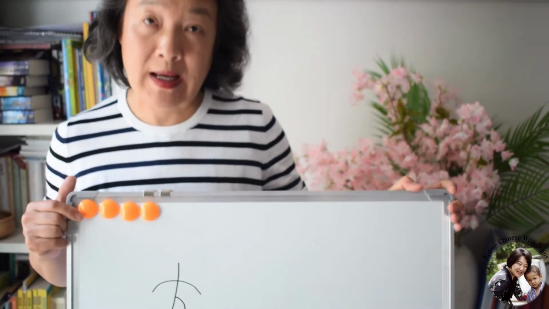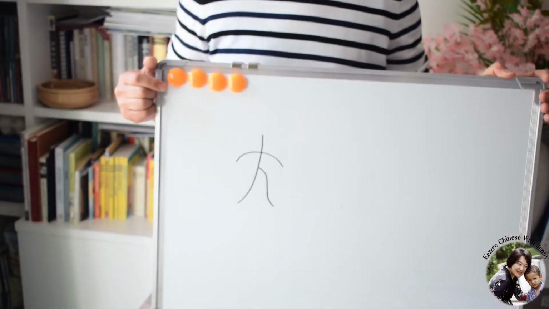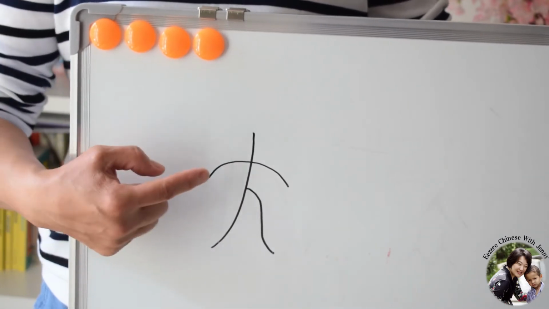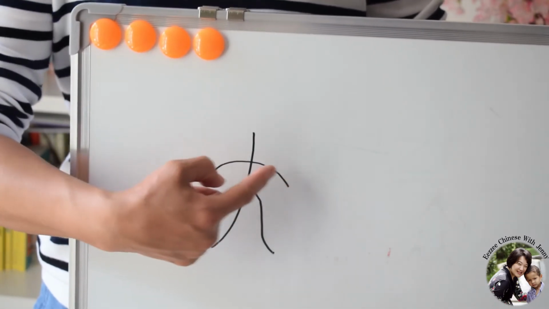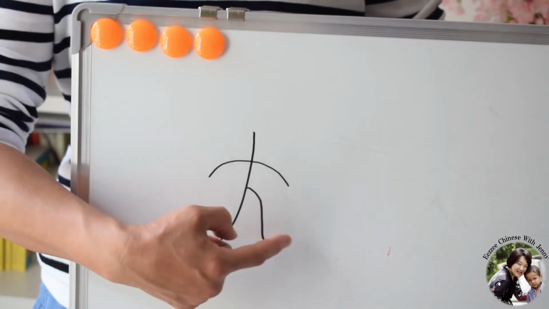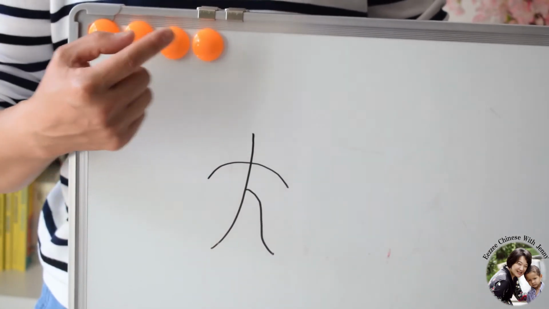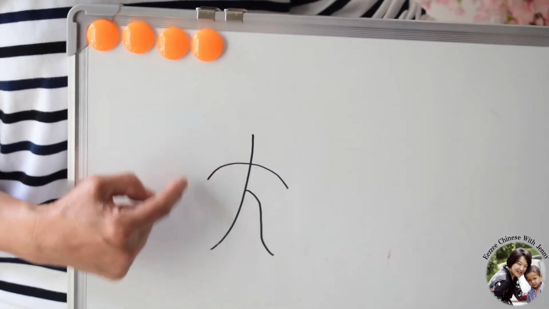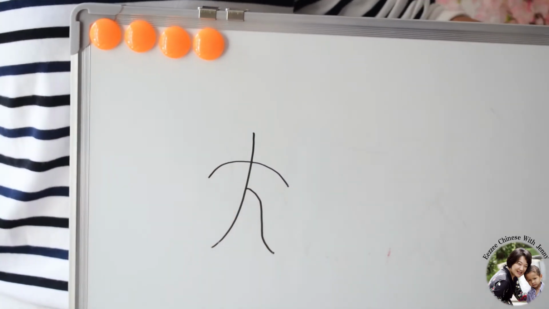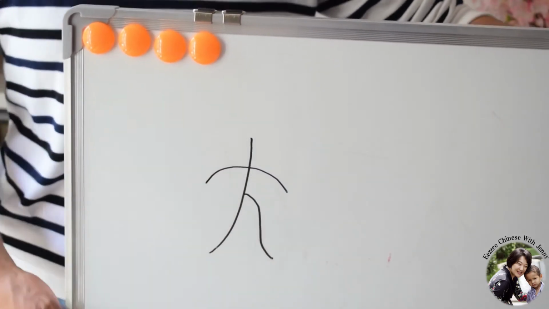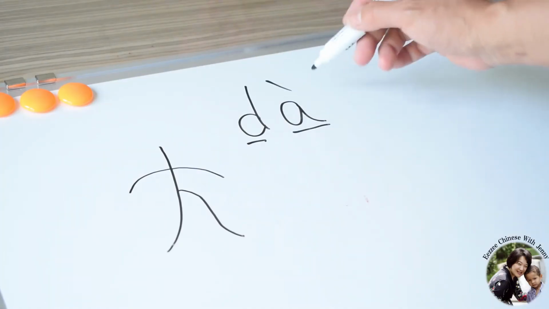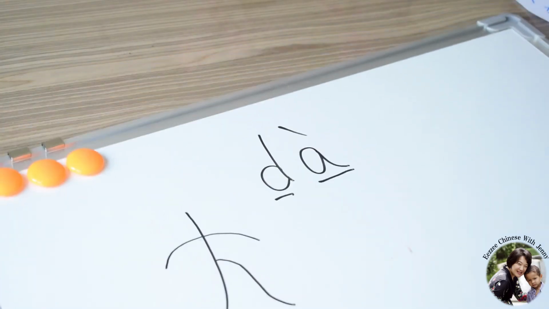Take a look at this drawing. What do you think it looks like? If I tell you, this is a person standing with both arms stretching out, these are the 2 legs, and facing directly toward you. And this character means big, a person stretching out, and the pronunciation is da, da. It means big.